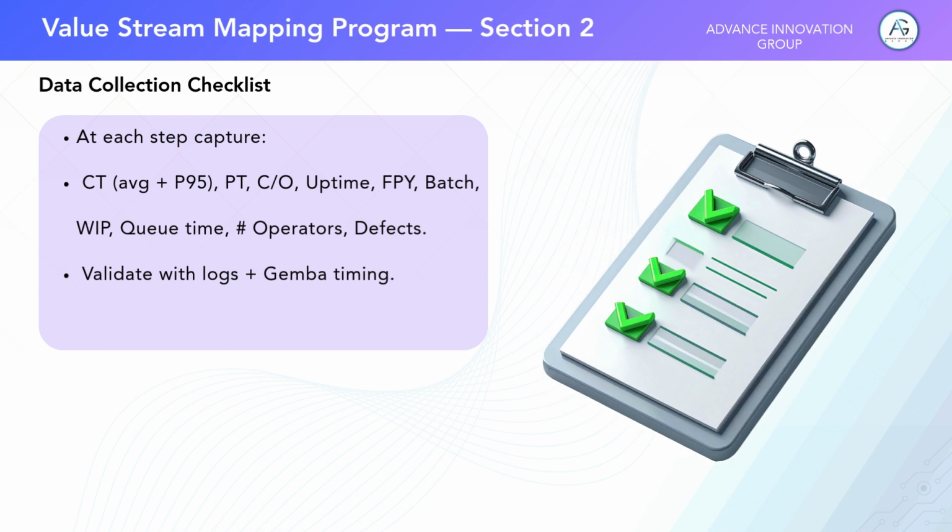When collecting data for a value stream map, capture key metrics at every process step, including cycle time, process time, changeover time, uptime, first pass yield, batch size, WIP, queue time, number of operators, and defect count. Always validate the data using system logs and direct Gemba observation to ensure accuracy and reliability before creating the map.